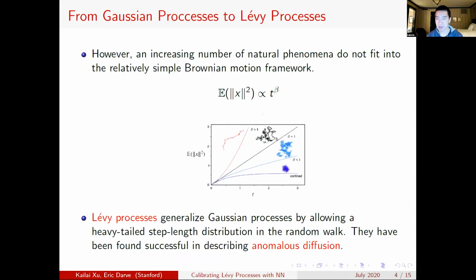But nowadays, as we have more measurements, we find that an increasing number of physical phenomena do not fit into this relatively simple Brownian motion framework. The mean squared displacement is proportional to t to the beta, where beta could be greater than 1, which is called superdiffusion, or less than 1, which is called subdiffusion. Lévy processes are mathematical tools that have been widely used to generalize Gaussian processes by allowing a heavy-tailed step-length distribution in a random walk. They are very useful in describing these kinds of anomalous diffusion processes.